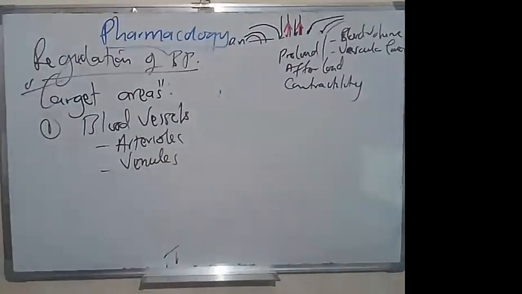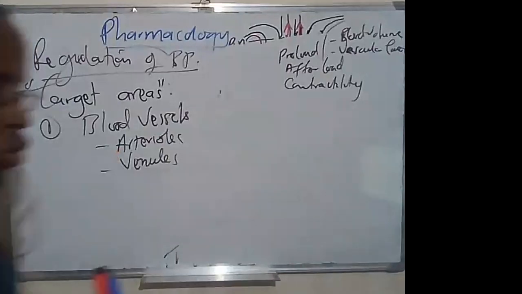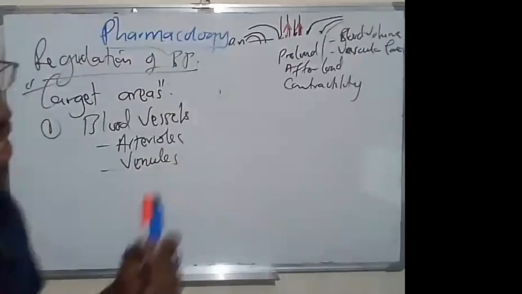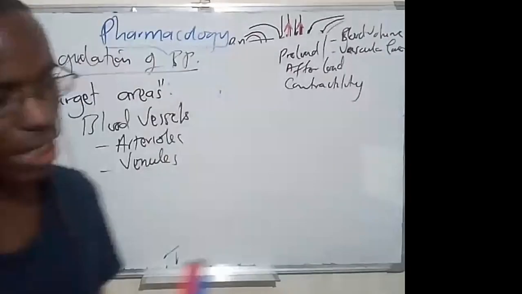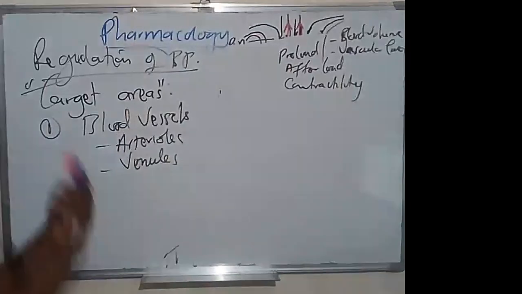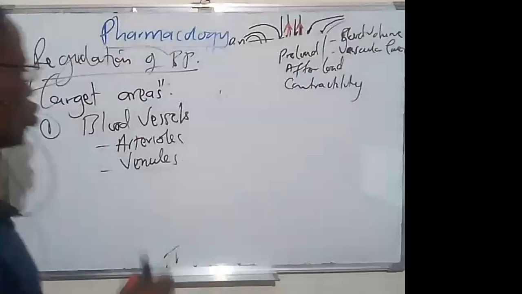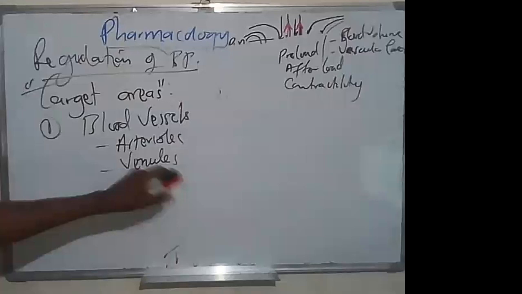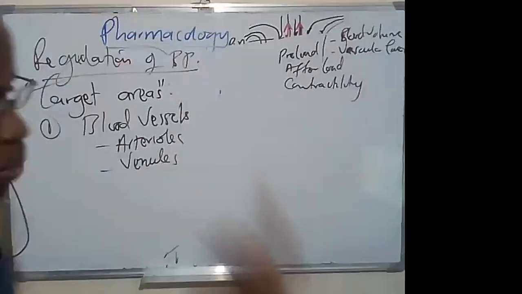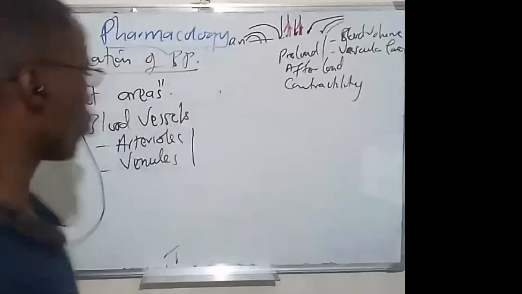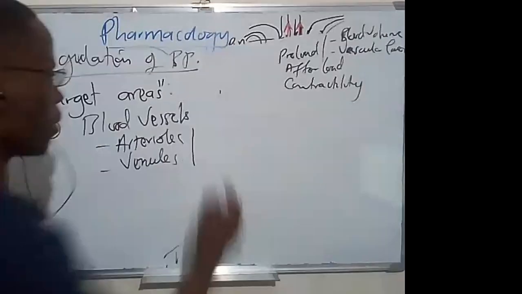Remember, I mentioned that these blood vessels are why we have peripheral vascular resistance. If there's increased resistance in the blood vessels, there's going to be a lot of pressure. There are chemicals or hormones that work on the arterioles or on the venules to either increase or reduce the blood pressure.